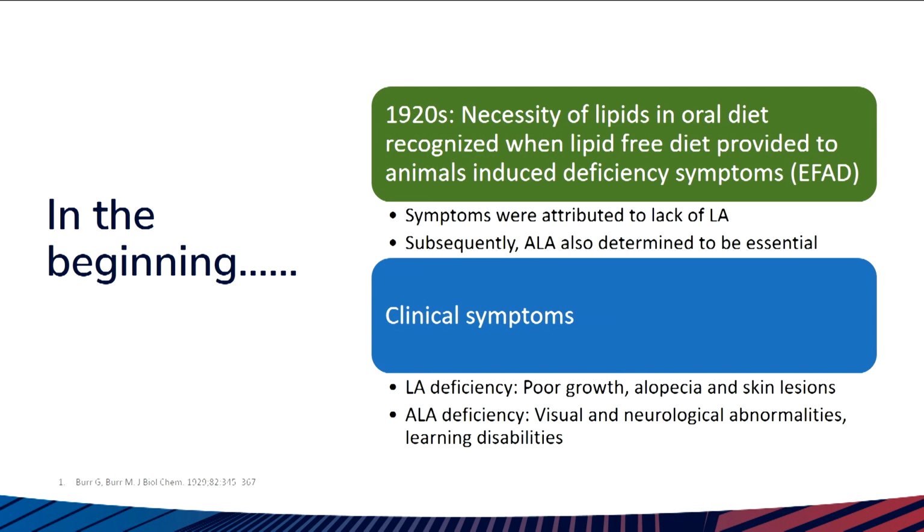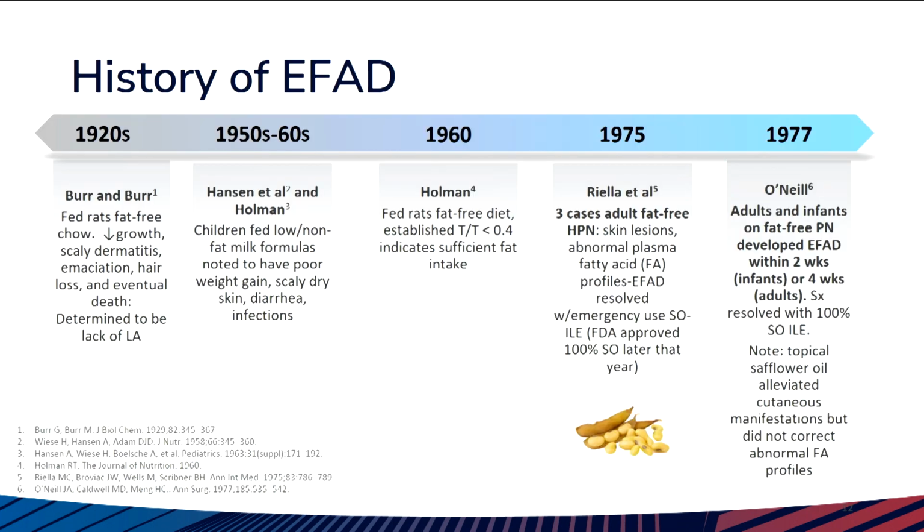So it's not really a benign, just, oh, your skin's dry syndrome. You can really see pretty severe adverse effects if it goes on for too long and you don't reverse it. So when we look at the history of EFAD, the research that was done started in the 1920s. They fed rats fat-free chow, and of course found decreased growth, dermatitis, all of that, and it actually led to eventual death, and it was determined it was due to a lack of LA.